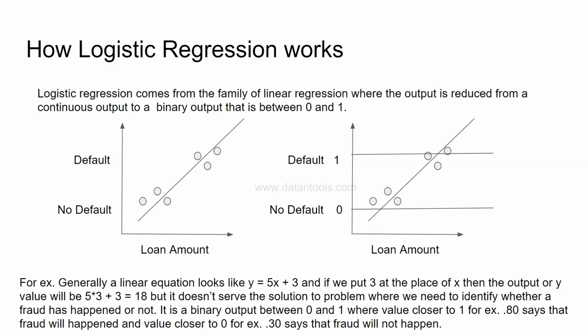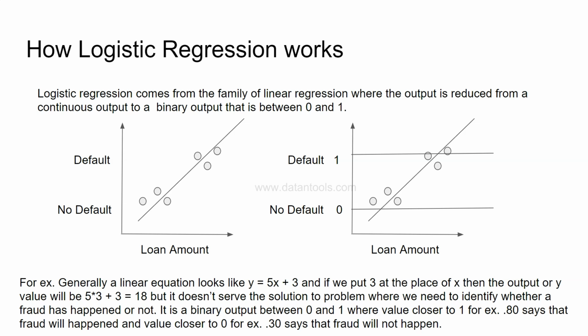So probably this equation reflects, based on the loan amount that you are giving, what will be the default or no default, but the output that you get is 18. Now 18 doesn't really tell whether this will be a default or no default, because it can be from minus infinity to plus infinity. So we need some sort of a threshold or control mechanism which will help us understand this.